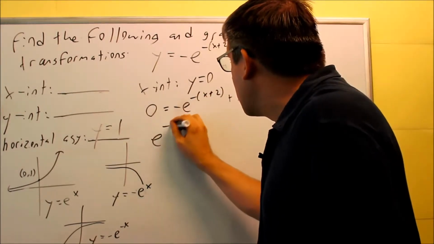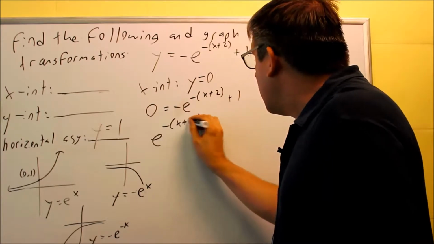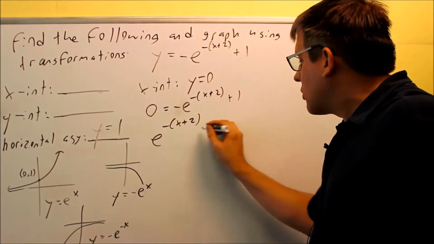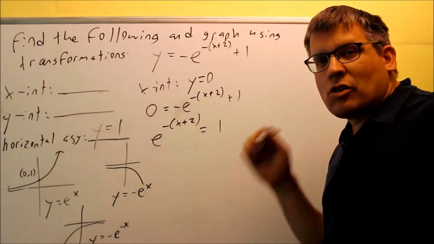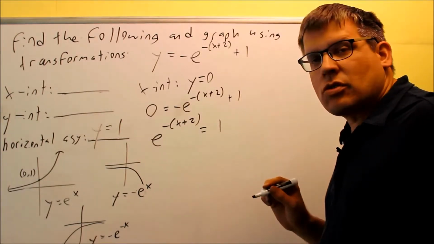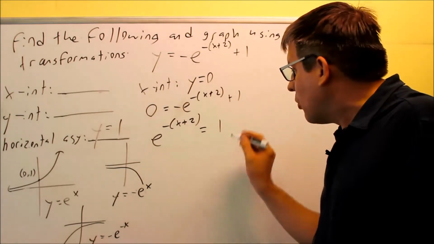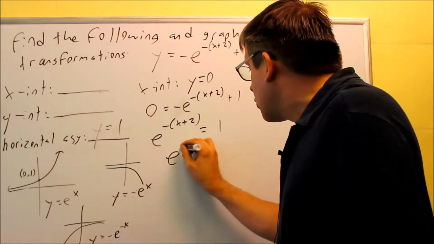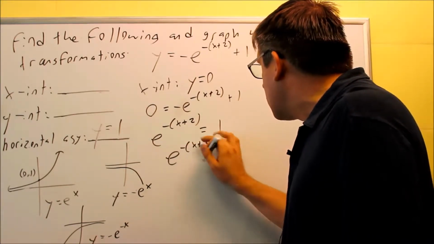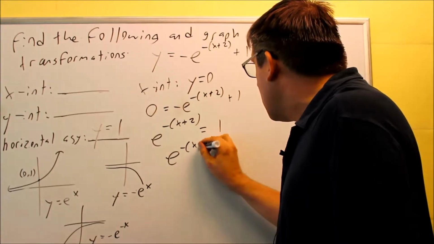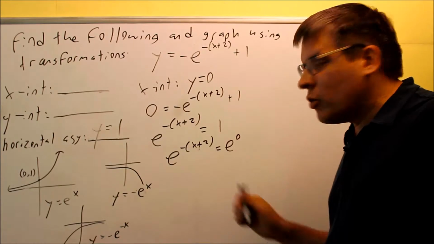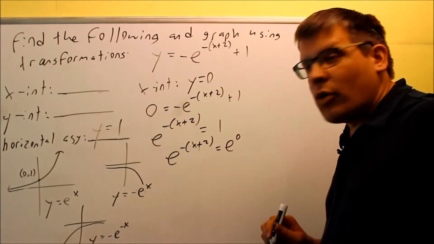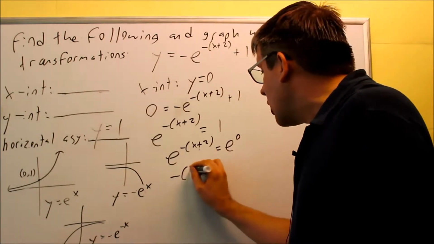So e comes over. I get e raised to negative x plus 2. That's going to equal 1. Now I want to solve this one by the equal bases property. We showed how to do this earlier on a previous example. If you have a 1 here, the trick to doing that is you're going to change the 1 into e to the 0. E to the 0 is the same thing as 1. We can make the bases both the same that way. Now that the base is the same, we can now do this.